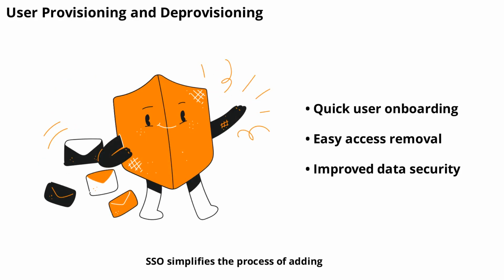SSO simplifies the process of adding or removing users from accounting software. When an employee joins or leaves, administrators can quickly grant or revoke access through the central system. This reduces the risk of former employees retaining access to sensitive information and ensures that only current staff can use the software.